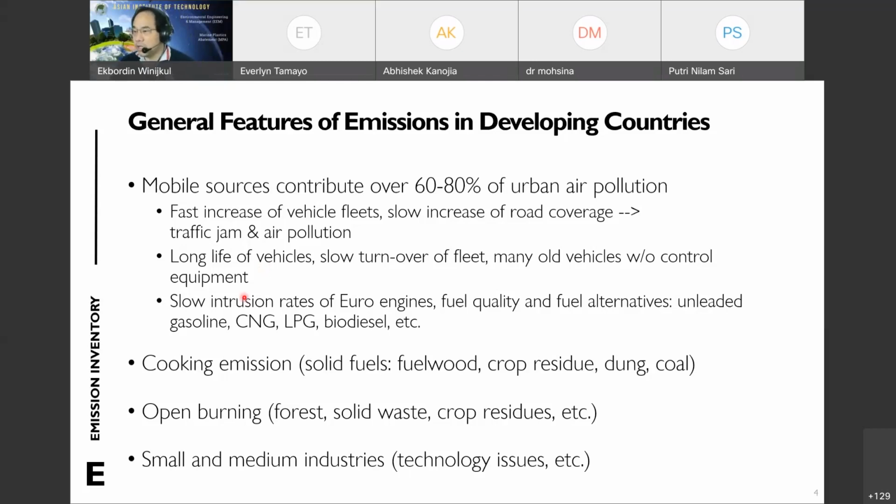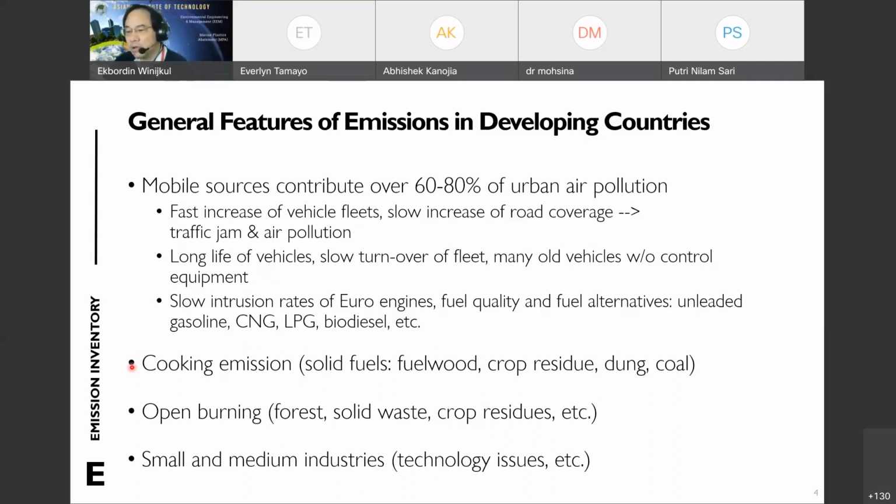And then the last one, with the slow introduction rate of European standards, in terms of both the engine standard and the fuel standard, that is going to make the movement to lower pollution from transportation slower. So that's the general information about emission from mobile source.